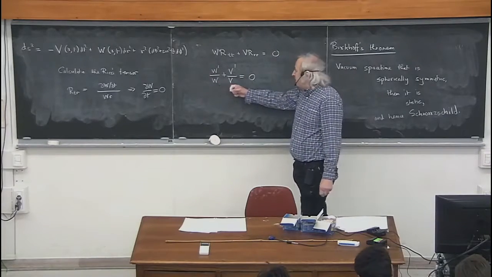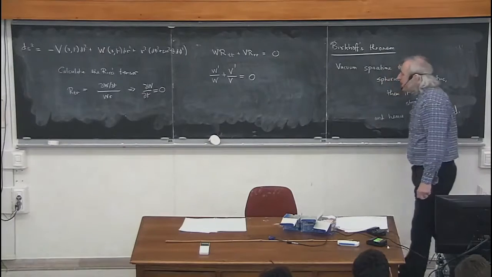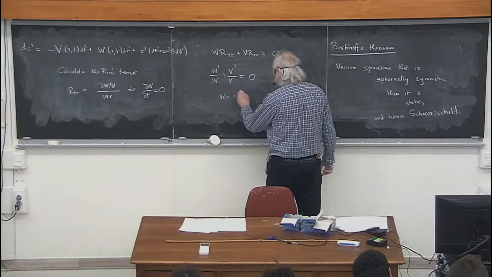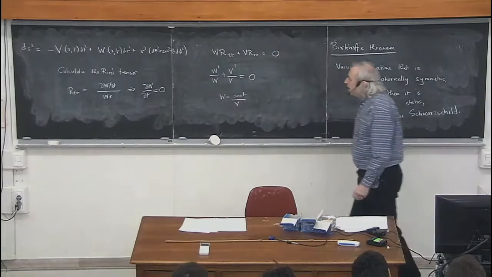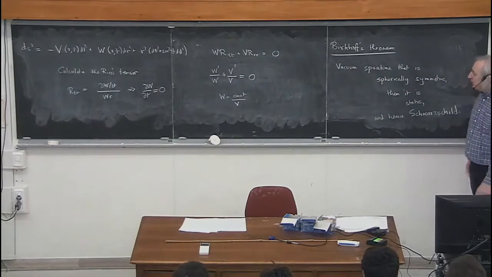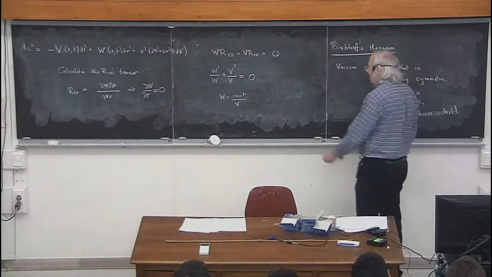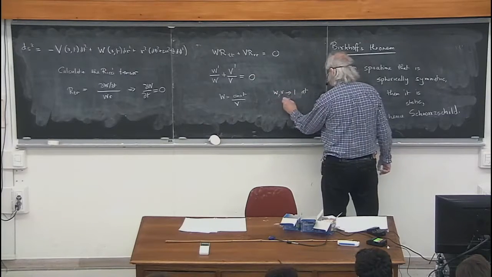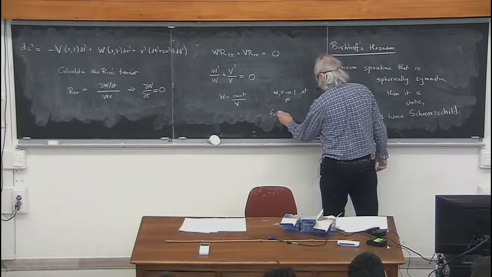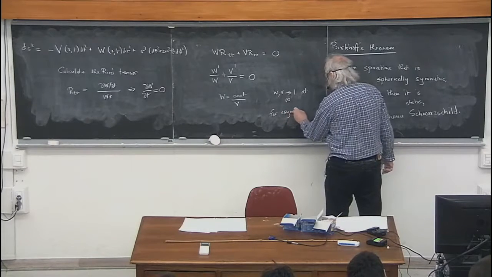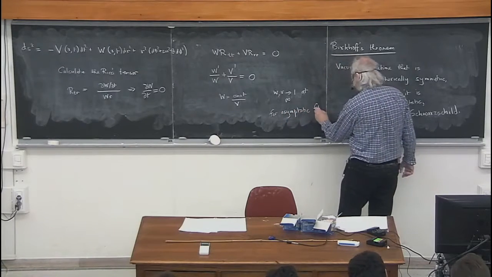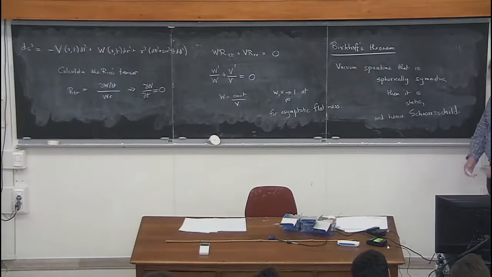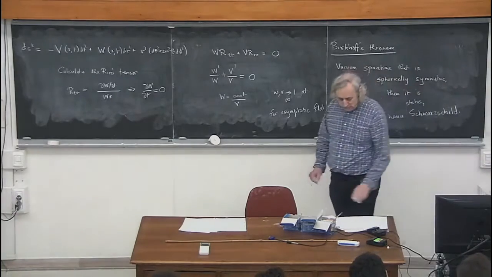This is independent of t, so this must be independent of t. And this tells you that W is equal to some constant divided by V. And if you want the thing to be asymptotically flat, V and W must go to 1 at infinity. So that really is the end of the theorem. That will then tell you that the thing has got to be the Schwarzschild metric.